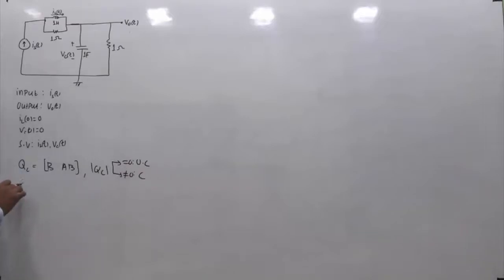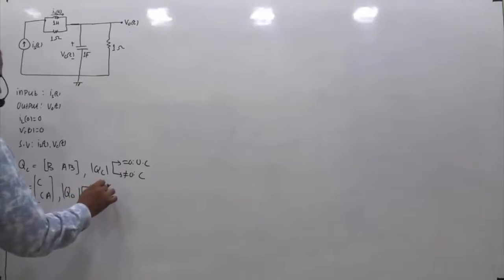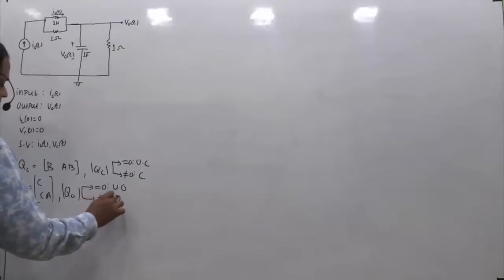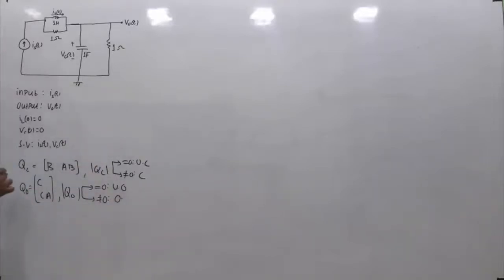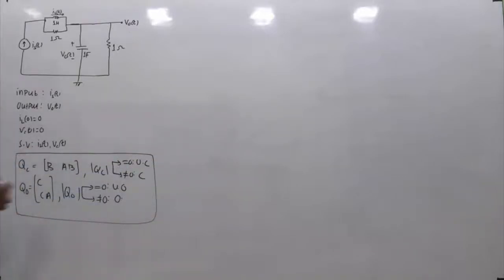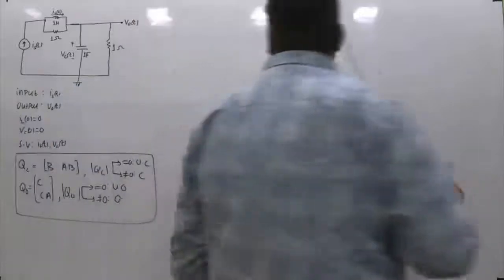Similarly, we find the observability matrix, which is given by C and CA, and again we find its determinant. As usual, if this determinant equals 0, we say it is unobservable. If this determinant is not equal to 0, it is observable. So the ultimate thing is we have to find the determinants of QC and Q0, and to find these we need the A matrix, B matrix and C matrix. So the main thing that is left is to find the A, B and C matrices.